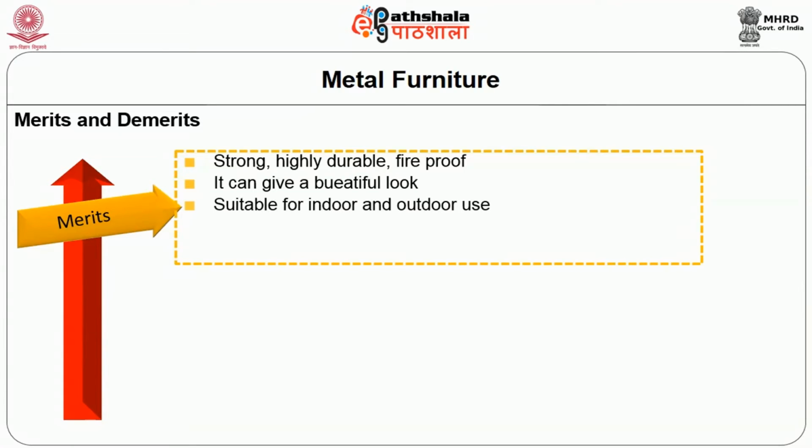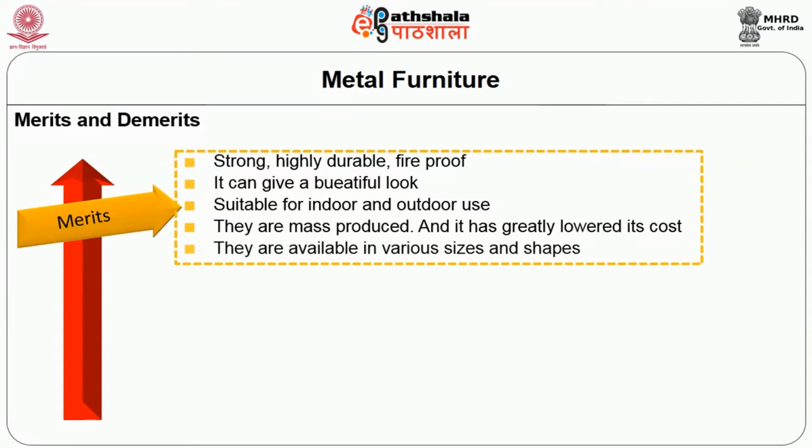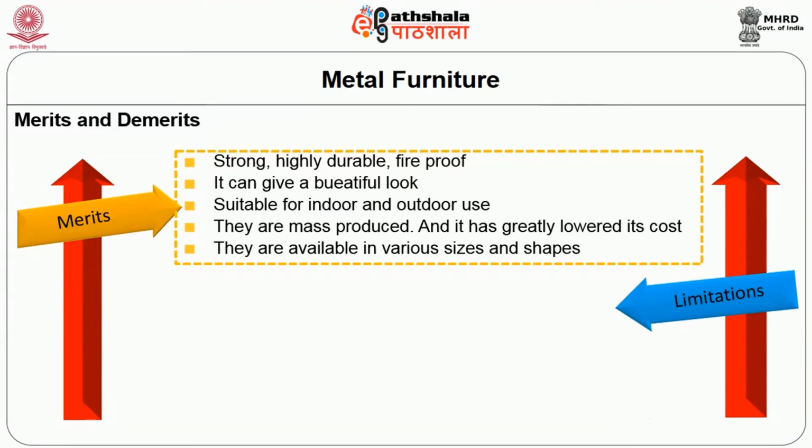It can withstand weather conditions and is therefore suitable for indoor and outdoor use. This metal furniture can be mass produced, so it has greatly lowered its price. It is available in various sizes and shapes and is more comfortable. Let us now proceed to the disadvantages of metal furniture.